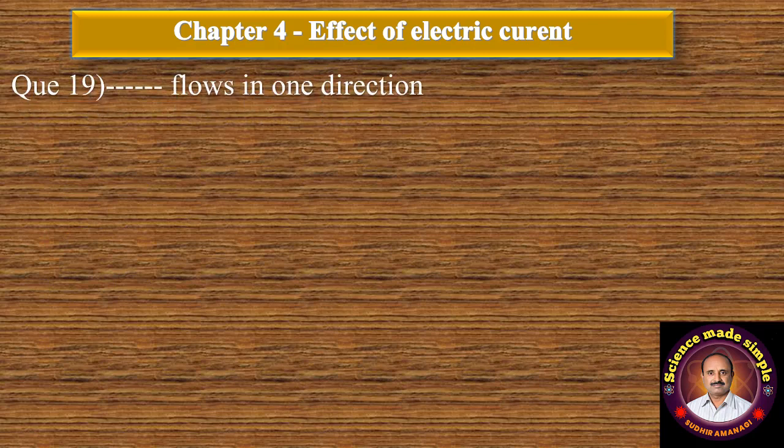Question number 19. Dash dash flows in one direction. A option, alternating current. B option, direct current. Correct answer is option B, direct current flows in one direction.